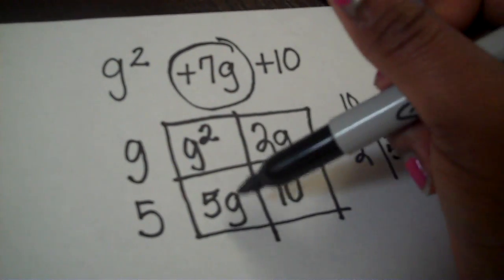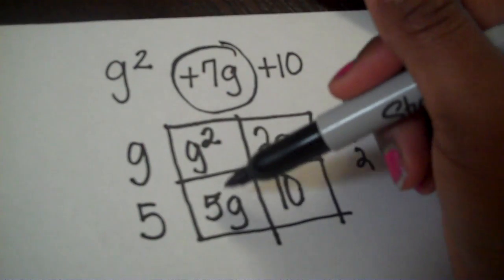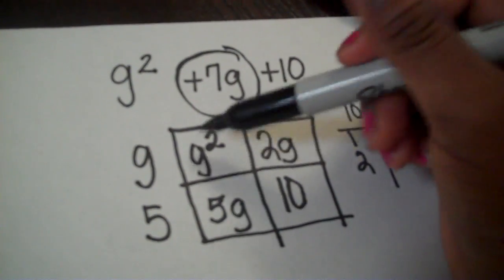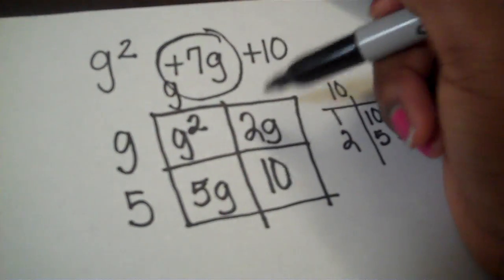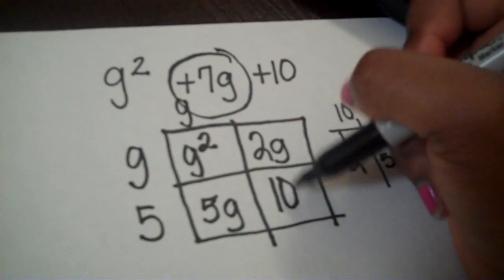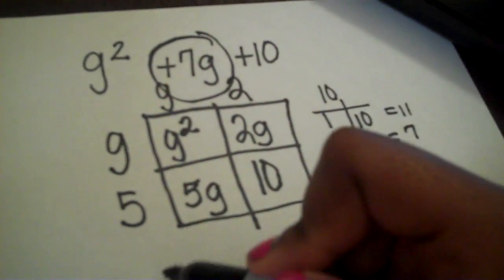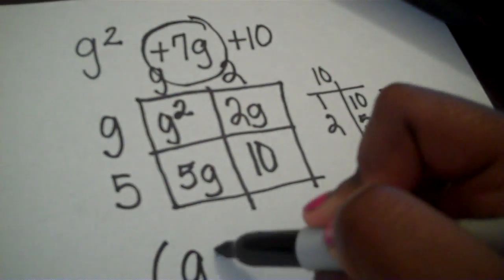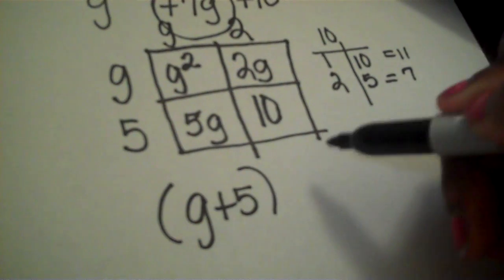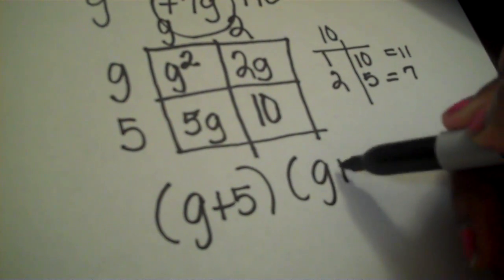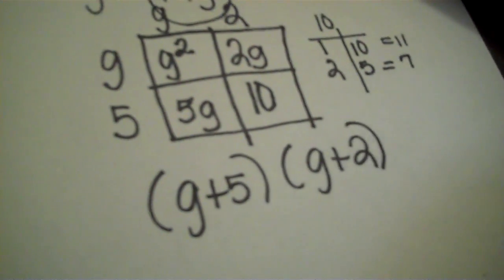The next problem is g squared and 5g. So I can pull out a g. They have a g in common. And then I have 2g and 10. The GCF of 2 and 10 is 2. So then I do g plus 5 times g plus 2. There are some different examples from the earlier video.